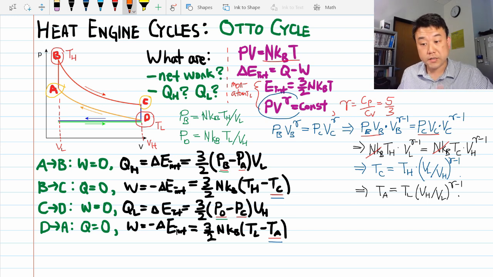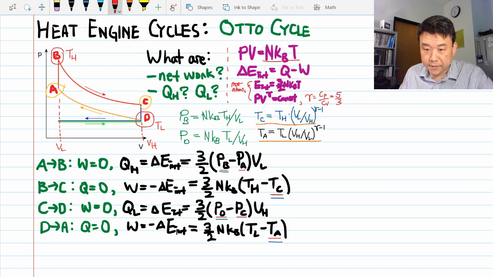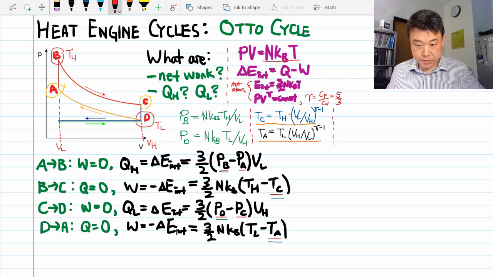I'm going to erase the derivations and save these two expressions here so that we can use them in reducing the number of unknowns. Alright, if you missed the derivations, you can always go back in the video and look at it again. Alright, that takes care of the unknown temperatures.